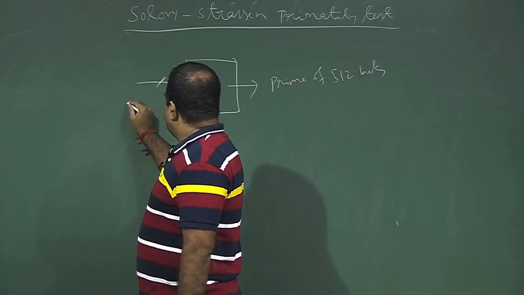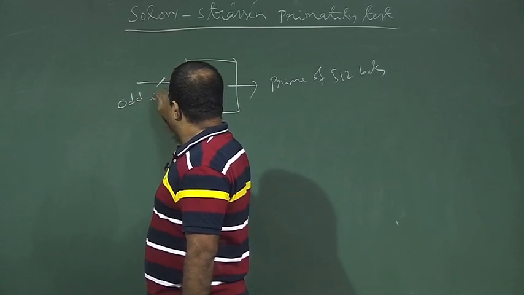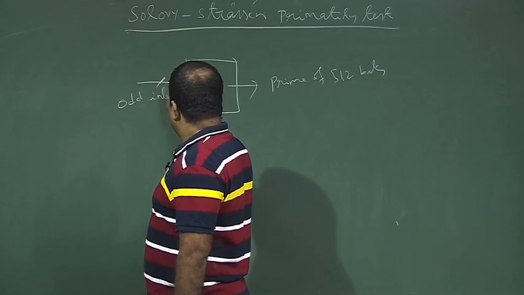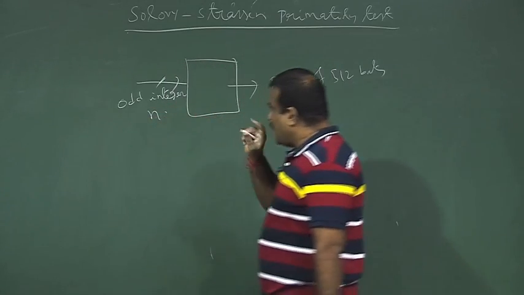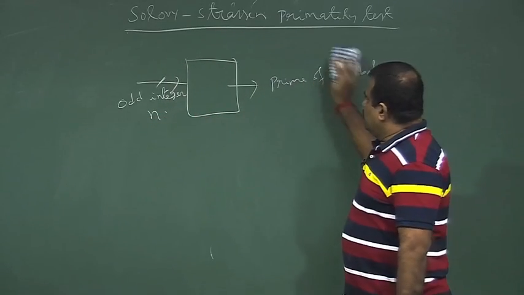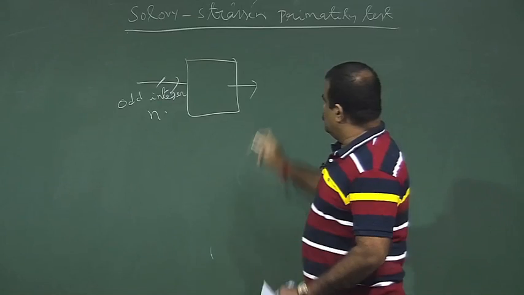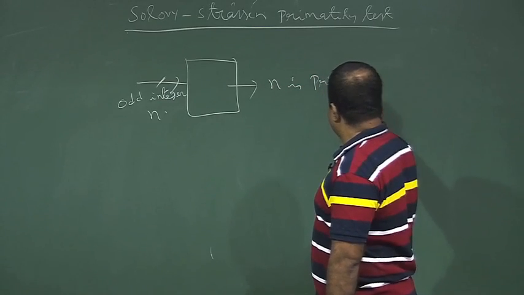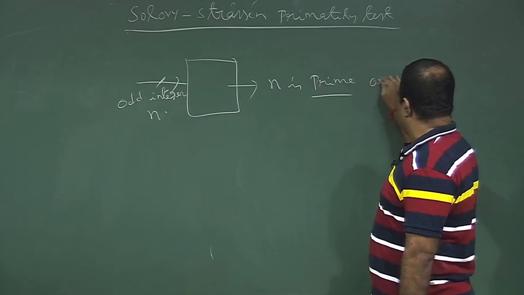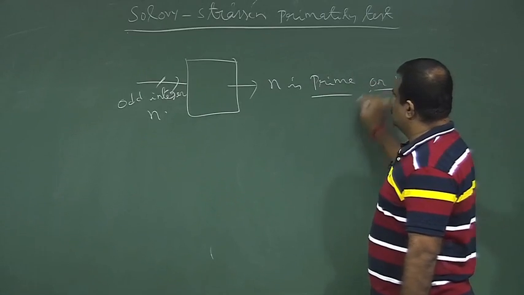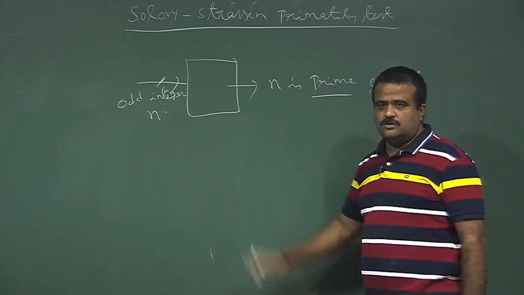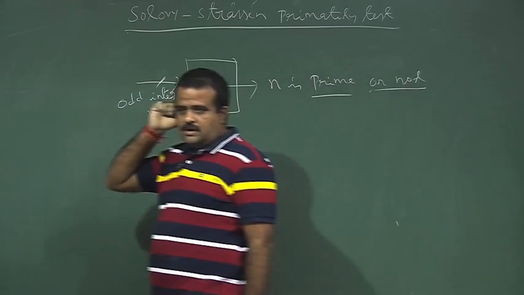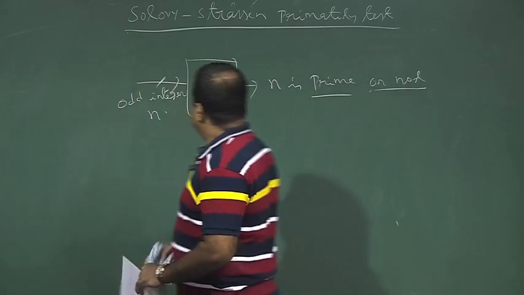We can take an odd integer n and then verify whether n is prime or not. This is called a primality test, testing whether n is prime or not. This is one of the primality tests we will talk about.